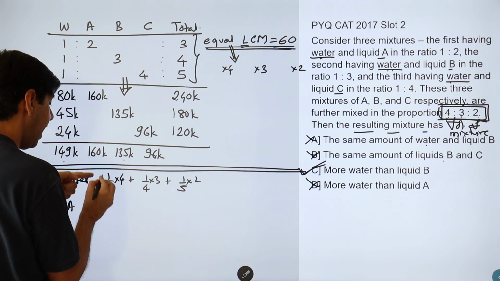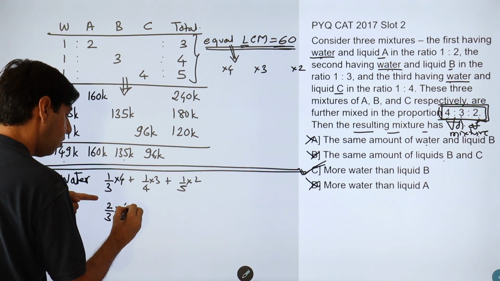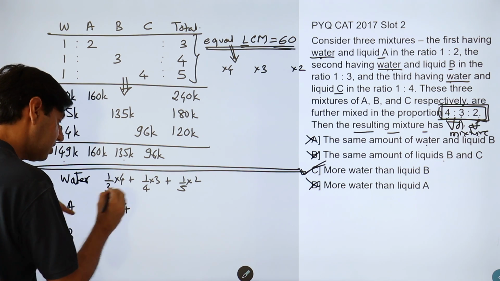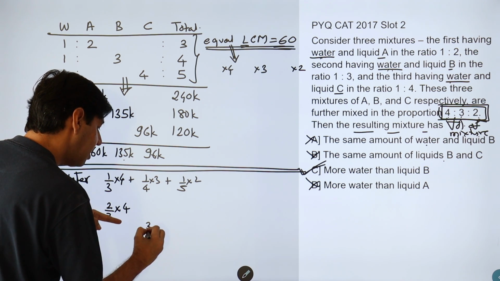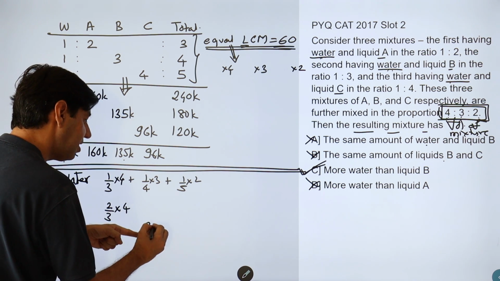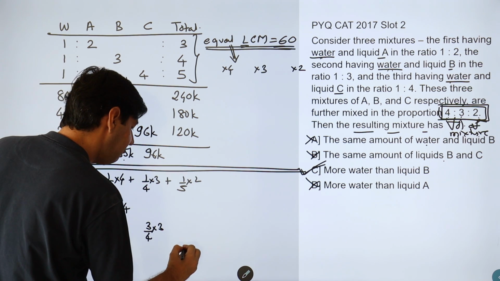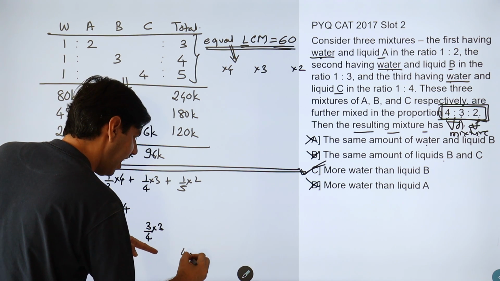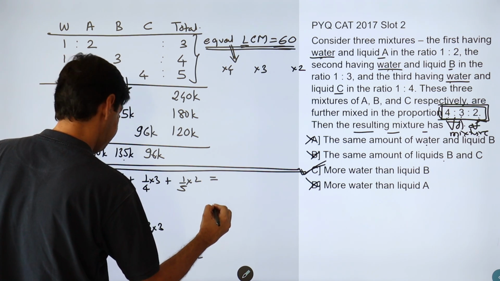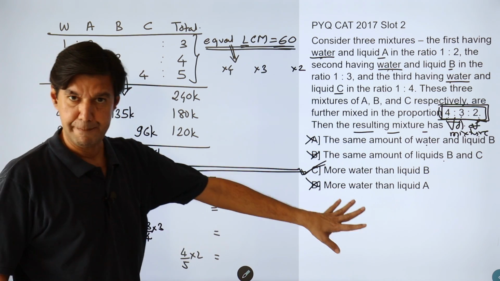But for A and B, if water is 1/3, A is going to be 2/3 of it, and its volume is just B. For B, C is very easy. If water is 1/3, B is going to be 1/4. Sorry, B is going to be 3/4. The weight is same. And for C, if water is 1/5, C will be 4/5 and 2. So you find the proportion of water, A, B and C, and then you can do the comparison.